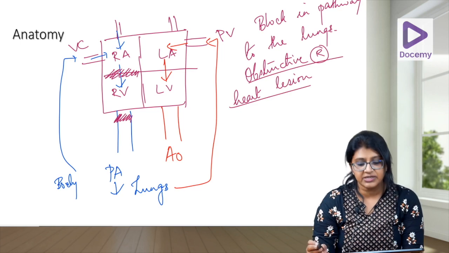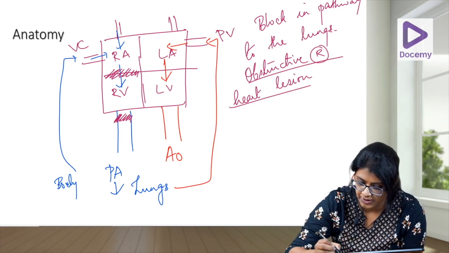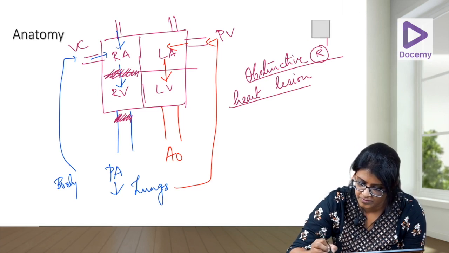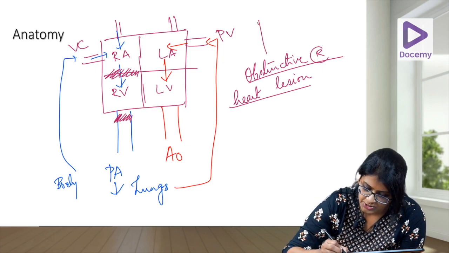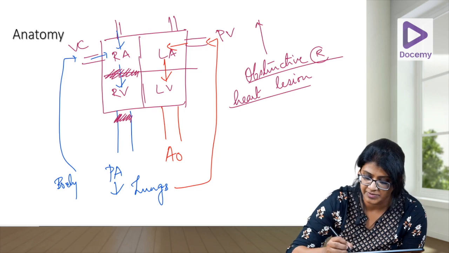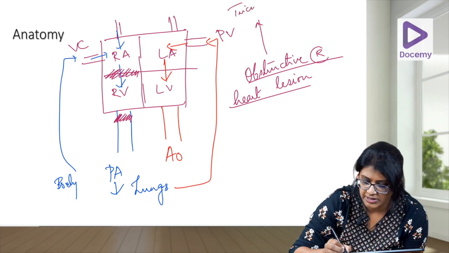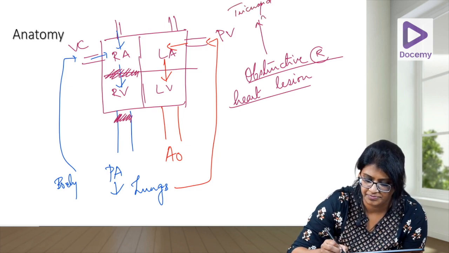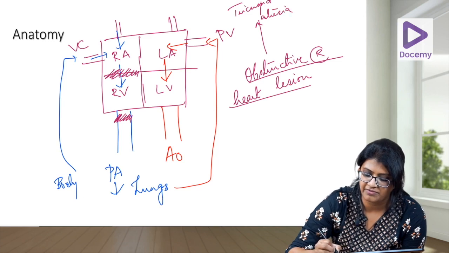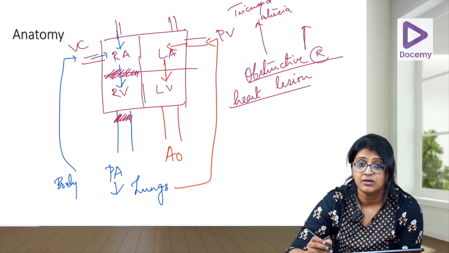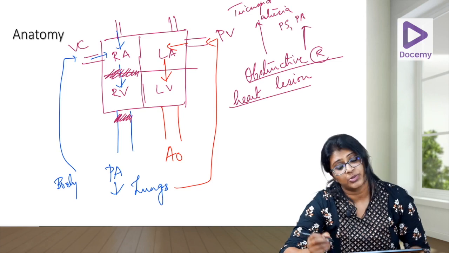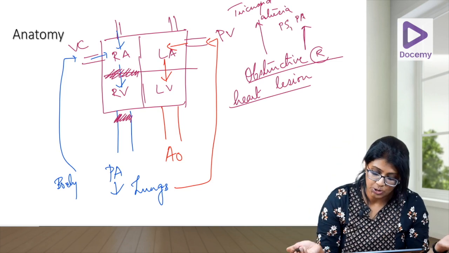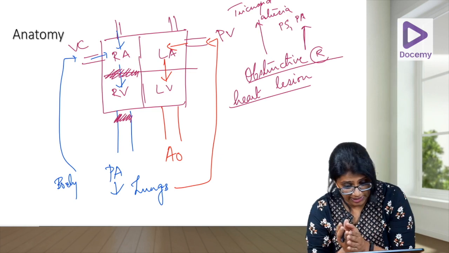So what are the obstructive right heart lesions that we can talk about? I said you can have a problem at the level of the tricuspid valve, so you could have a tricuspid atresia. You could have a block at the level of the pulmonary vessel, so it could be a pulmonary stenosis, it could be a pulmonary atresia, any of these things. So yeah, either it's not developed at all or it's very stenotic.